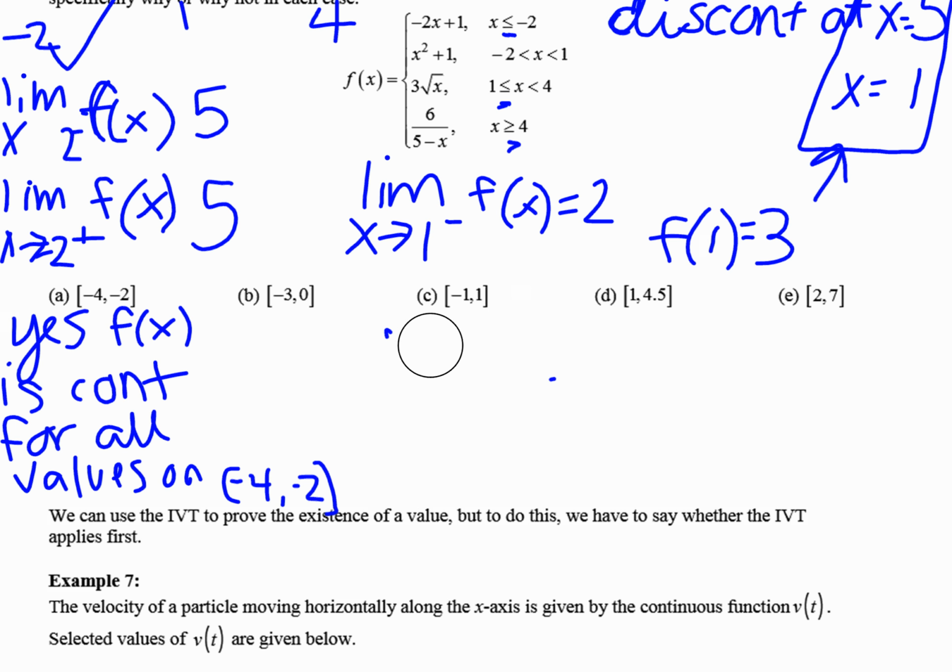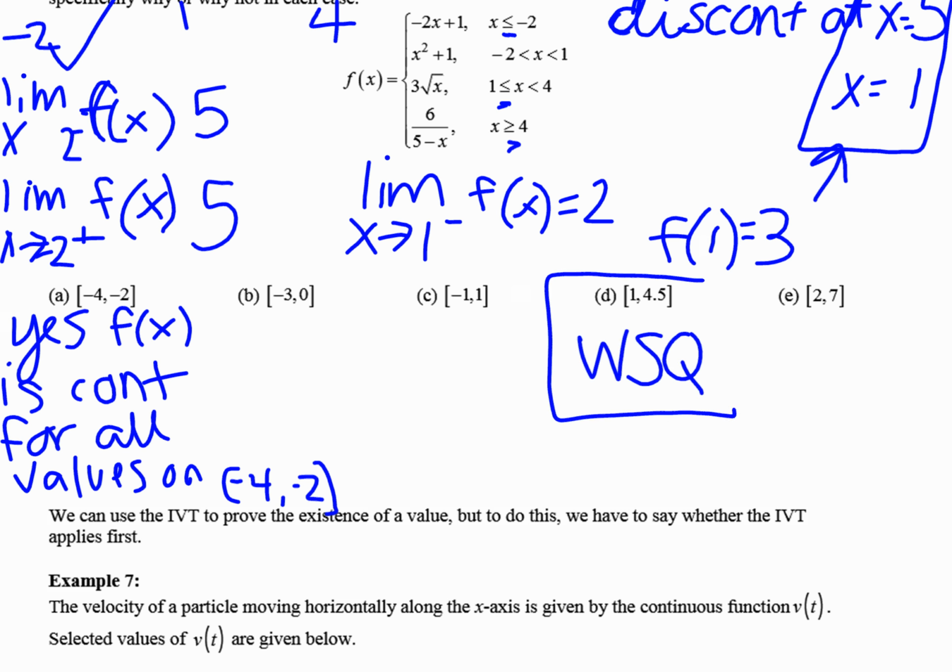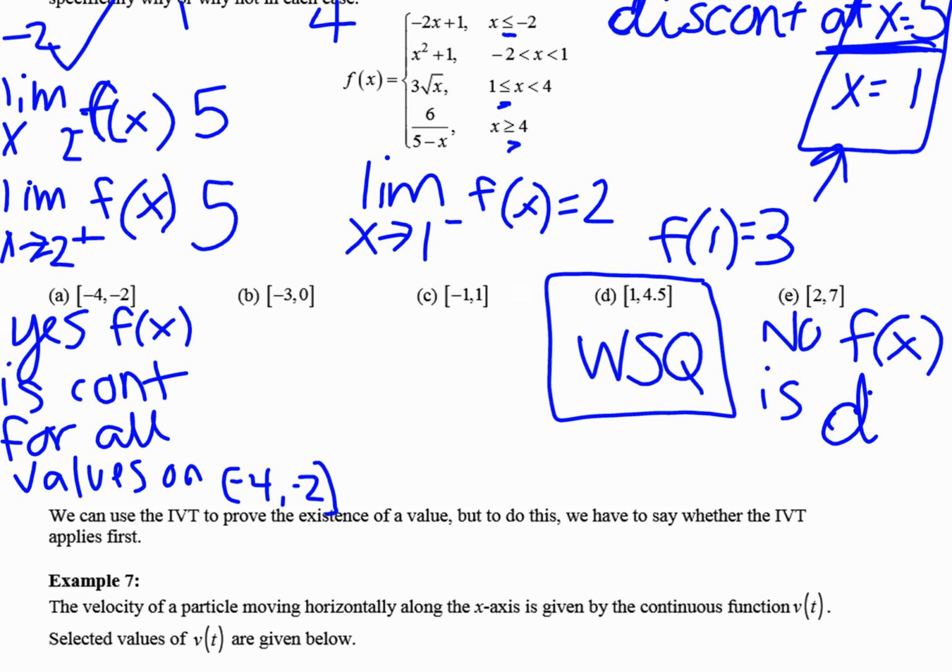All right, make some space here. I'd like you to do this one in your own words. And then letter E, 2 to 7, yeah, it looks fine, except we remember there's a vertical asymptote there. So no, f of x is discontinuous at x equals 5.